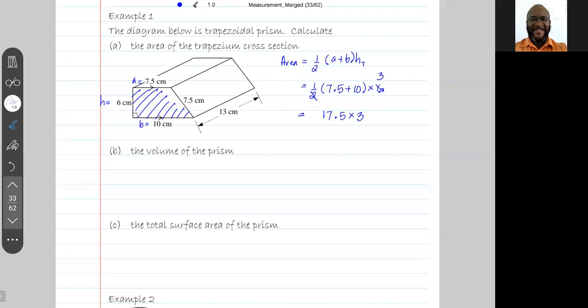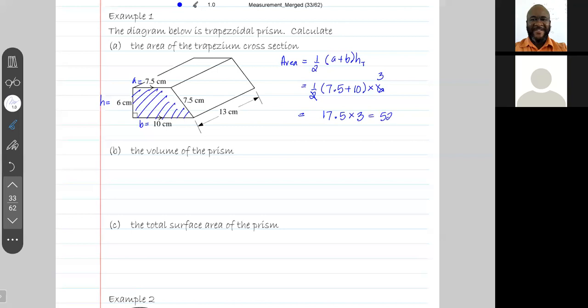Is it 52.5? Yes, sir. This would be 52.5 and it's centimeters square. So that shaded shape, which is a trapezium, I just calculated the area of it, and the area of it is 52.5 centimeters square. Then now we're asked to calculate the volume. The volume is equal to A times H.